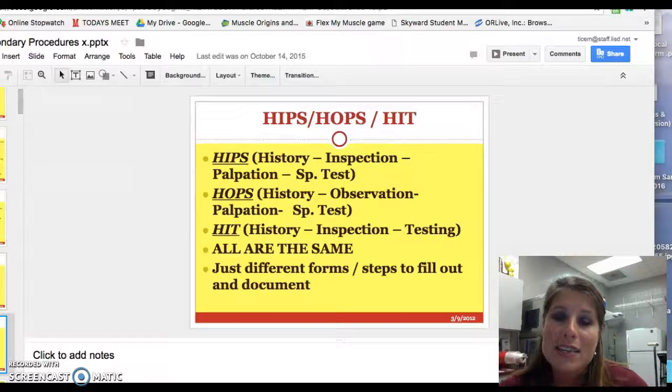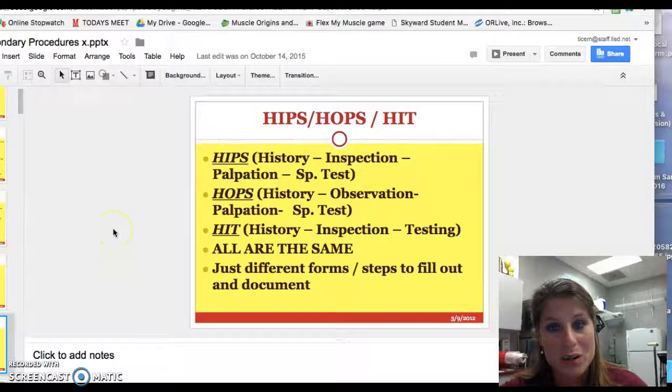So our next little section, we see what we call HIPS, HOPS, and HIT. If you notice, we have H in all three of these, and they all three mean history. History is going to be the first part of a secondary assessment. We're going to break that down in a second and see what that means. The next one that we see is I's and O's, which means inspection or observation. That's going to be dealing with what you see on your patient.